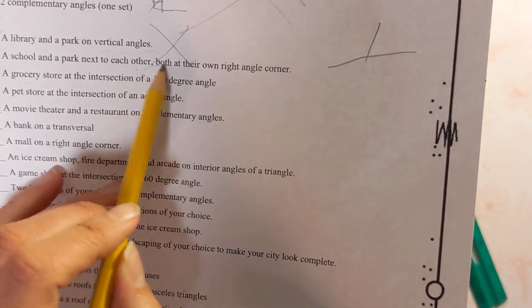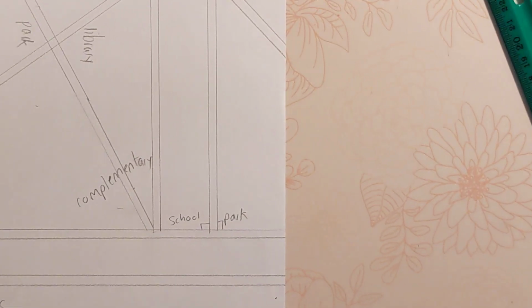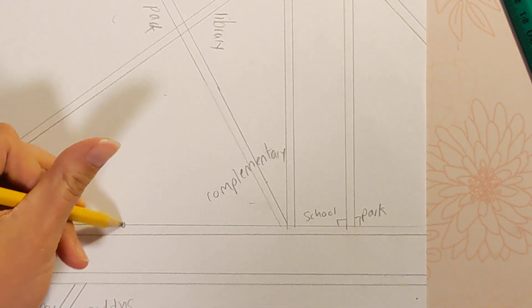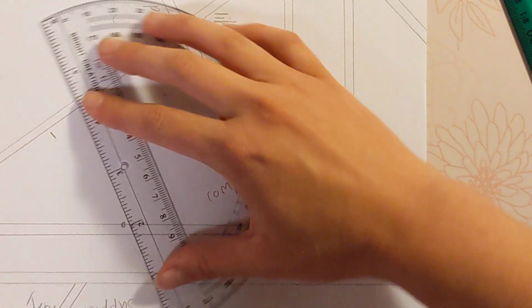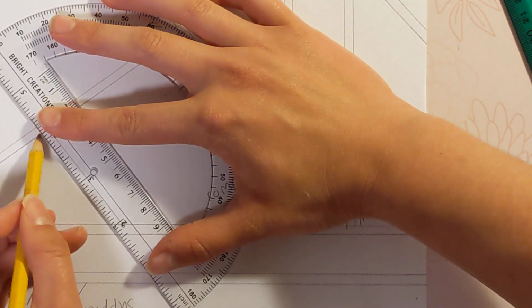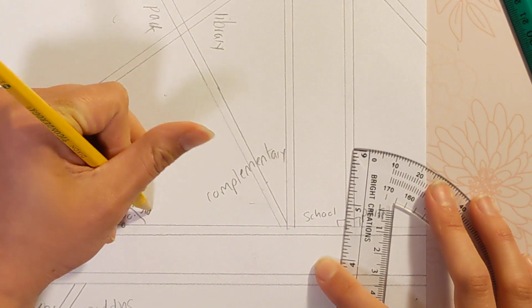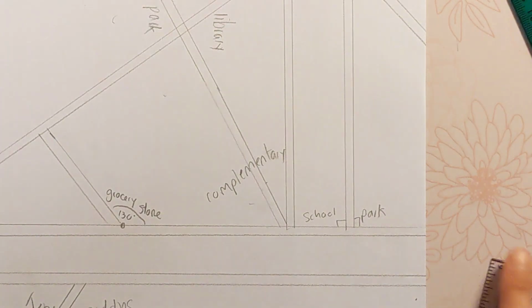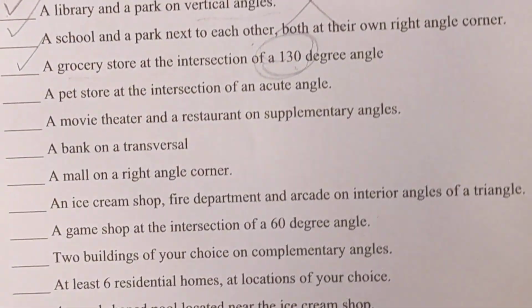A grocery store at the intersection of a 130 degree angle. This. So let's do it here. Zoom in. Grocery store. Okay. A pet store intersection of an acute angle. So there's one right there. Pet store. Okay. Put that.